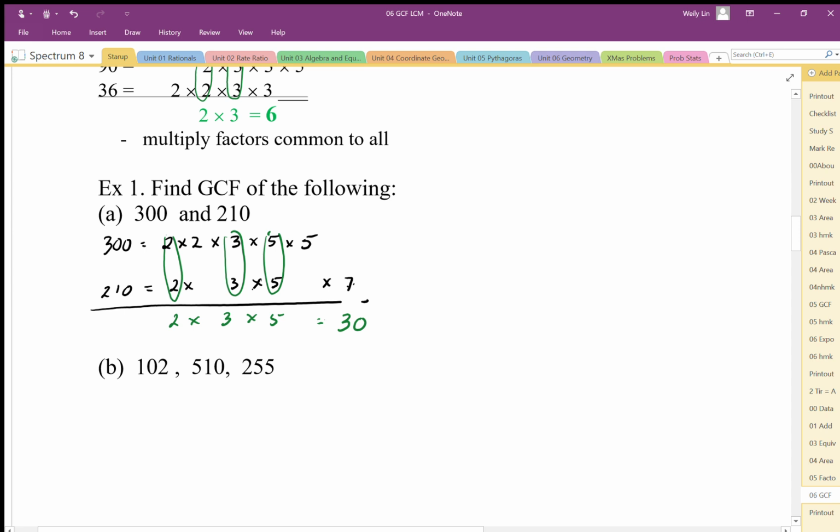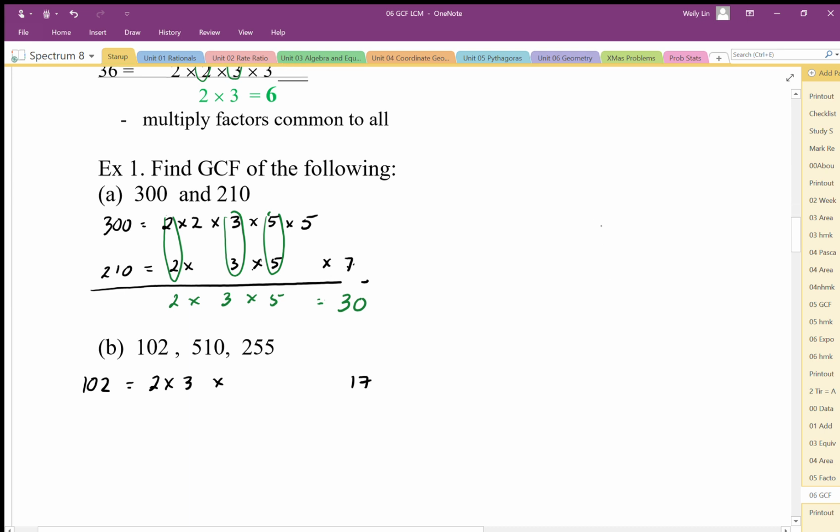Okay, so for this one here, for some of these, I'm going to start making factor trees because these are a little bit hard to factor. So this one's going to be 2 times 3 times, looks like 17. Okay, 510, I'm going to do a little factor tree for 510. Okay, so this is going to be 255.